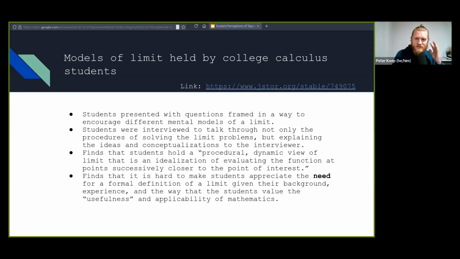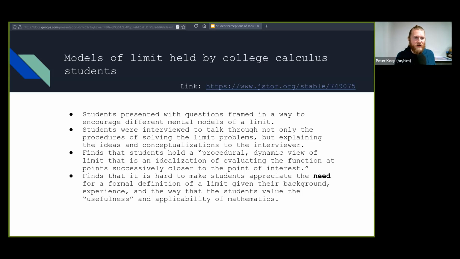In this, students were presented with a bunch of questions and they were interviewed about those questions. That kind of structure is really common in this type of research. If we're trying to figure out how students are thinking about this, it makes sense to set up some long interviews to dig into how they're thinking about these.